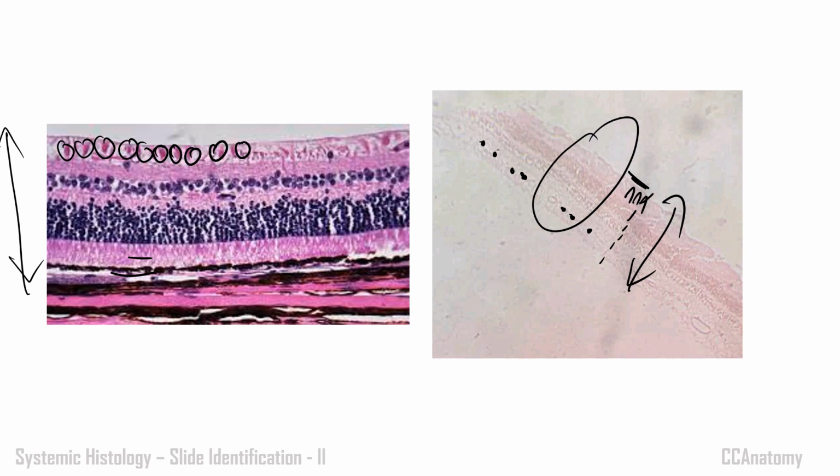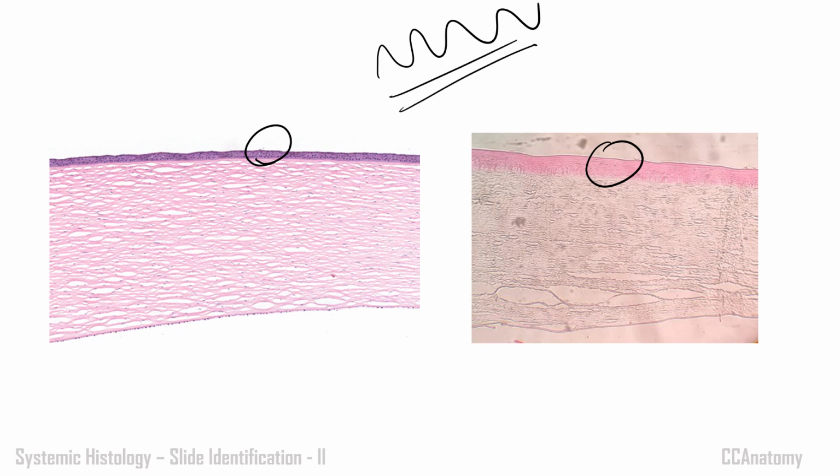So this is a slide of retina. Now this slide is also very easy. Here you can see stratified squamous non-keratinized epithelium. As I said in the previous video, stratified squamous non-keratinized epithelium always has a wavy nature. But this wavy nature is absent in only one region, that is in the cornea. In the cornea, because of its proper refractive power, it has to be in a regular fashion.